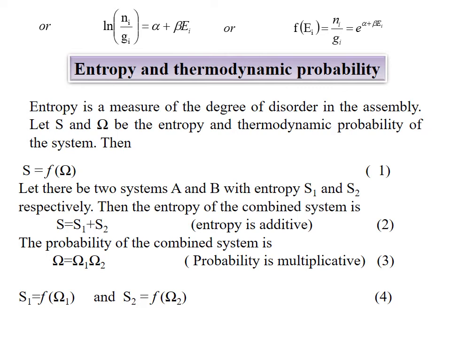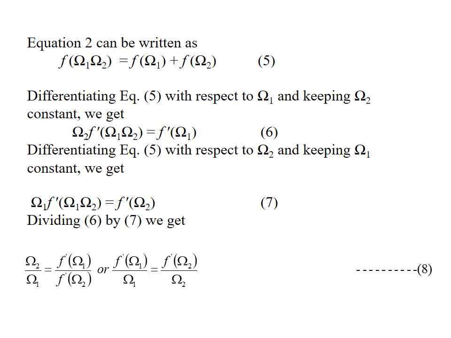Similarly, the probability of the combined system is multiplicative in nature. So hence omega is equal to omega 1 times omega 2. By substituting the values of omega and S, the final expression will be written as f of omega 1 omega 2 is equal to f of omega 1 plus f of omega 2. Again we need to differentiate equation 5 keeping omega 2 as a constant with respect to omega 1, and again we need to differentiate the above equation with respect to omega 2 keeping omega 1 as a constant.